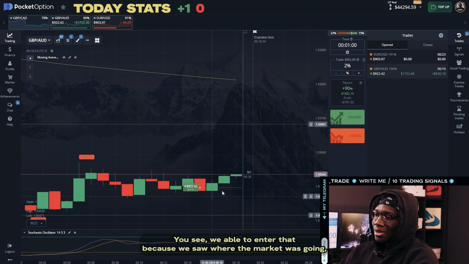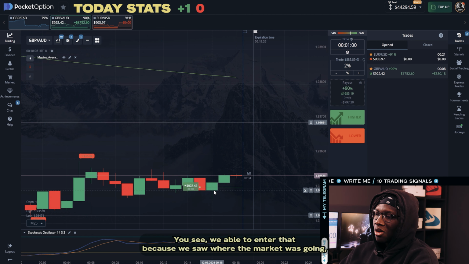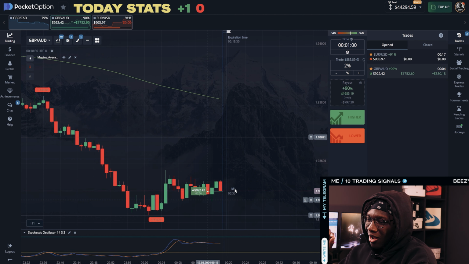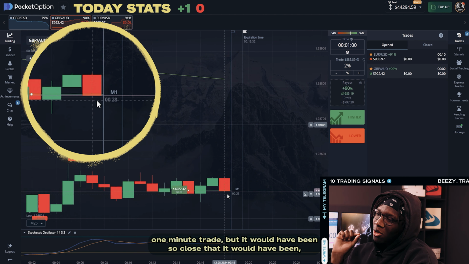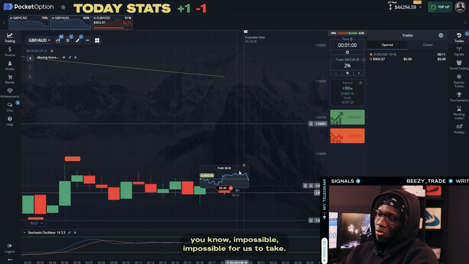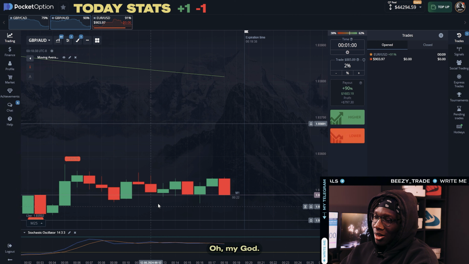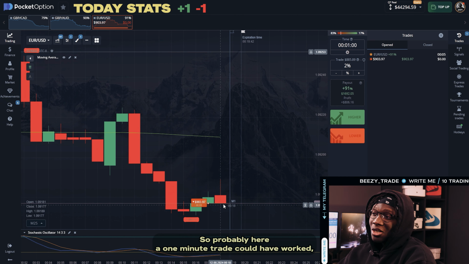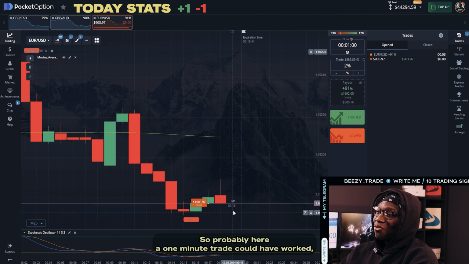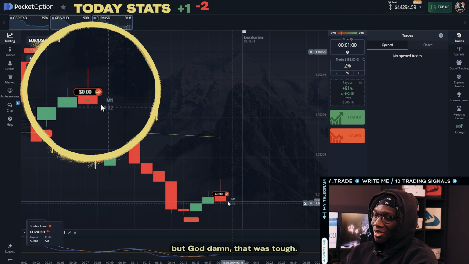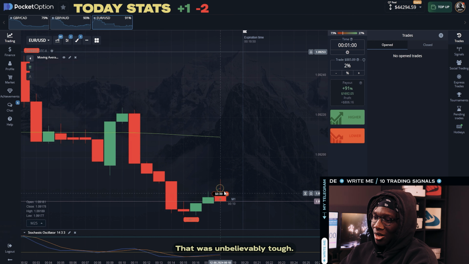You see, we were able to enter that because we saw where the market was going. Even though we might have made money by our 1 minute trade, it would have been so close that it would have been impossible for us to take. Oh my God, last minute pull down. God damn. So probably here our 1 minute trade could have worked, but god damn, that was tough. That was unbelievably tough.